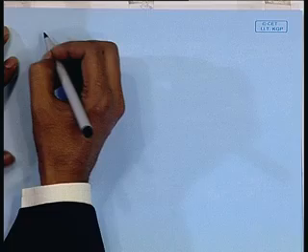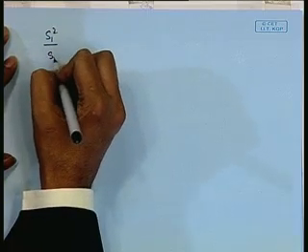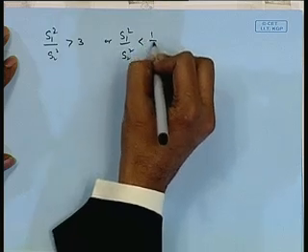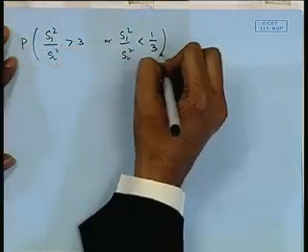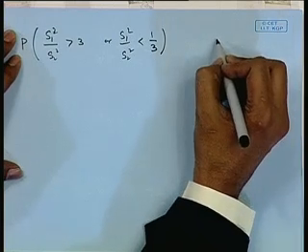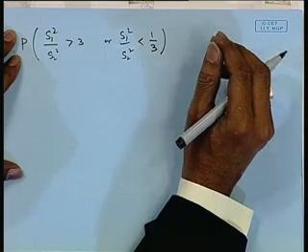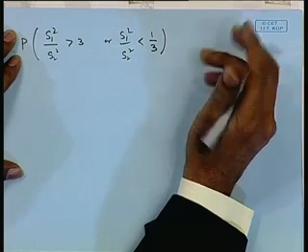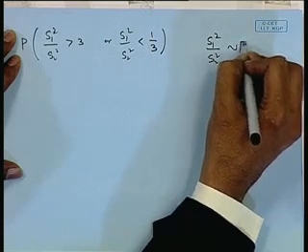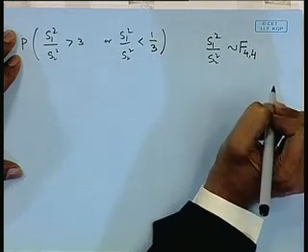So, if we write in terms of S1 square and S2 square, basically we are requiring here: what is the probability that S1 square by S2 square is either greater than 3 or S1 square by S2 square is less than 1 by 3? Now, if we have taken the samples of size 5 each, then by the formula, S1 square by S2 square follows F distribution on 4 and 4 degrees of freedom.